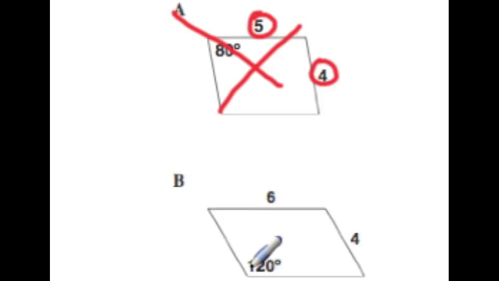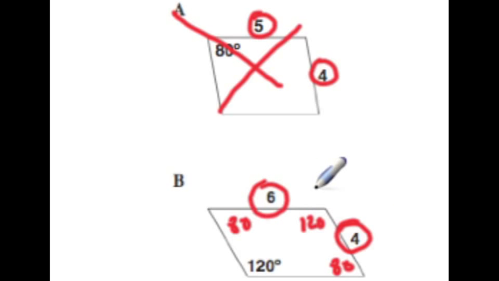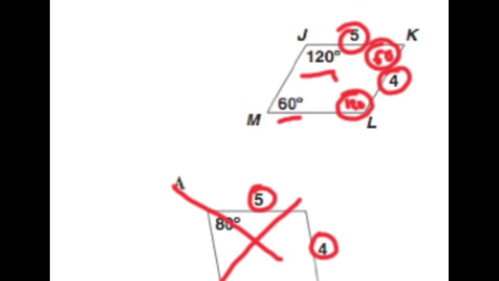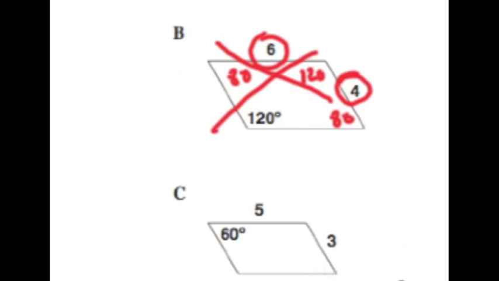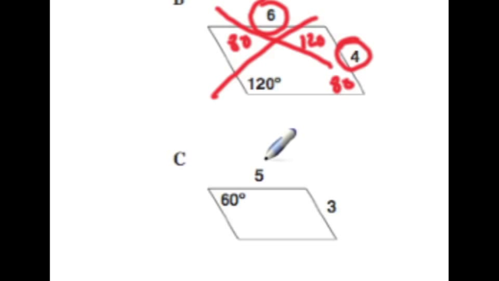Now right here it has 120, so that's right, and this has to be 80, because altogether they should equal 360, and the only way you can do that is getting it to 80. But the problem is here that one side is 4 and one side is 6. As you can tell up here in our original parallelogram, one side is 5, one side is 4. So that's not going to be right either. We're going to cross out B. And same thing with C. One side is 5, which is fine, but one side is 3. That's not right. And then we have 60 right here.